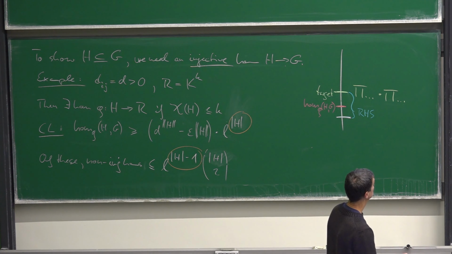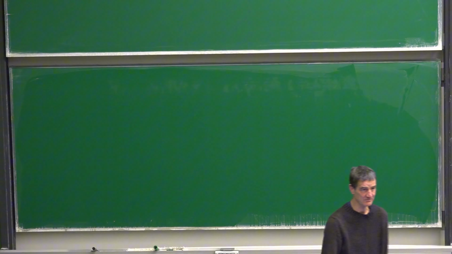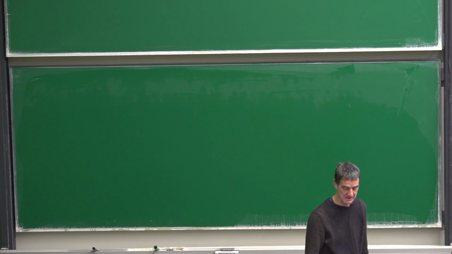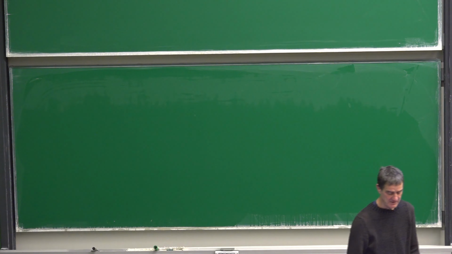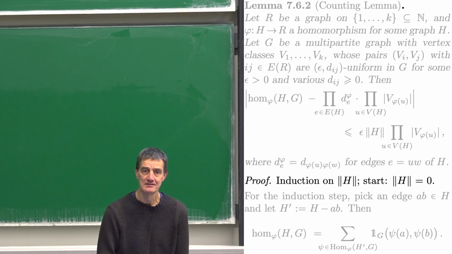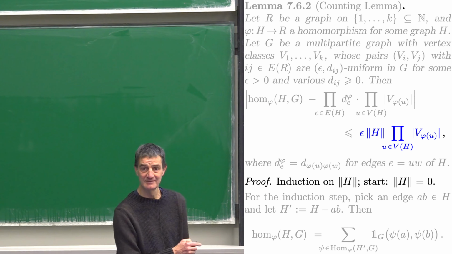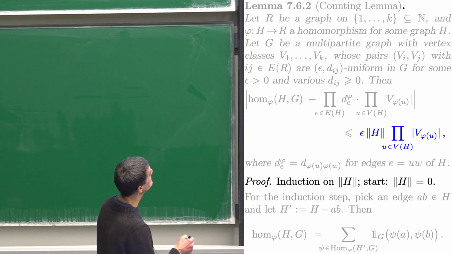Proof of the counting lemma. Induction on the number of edges of H as announced, and that's why the nasty little factor comes on the right-hand side. So what about the induction start? We start at 0 when H has no edges. Is that okay? Well, the right-hand side is 0, so we better get 0 on the left. Because there's an absolute value here, so it can't get lower than 0. But we do get 0.